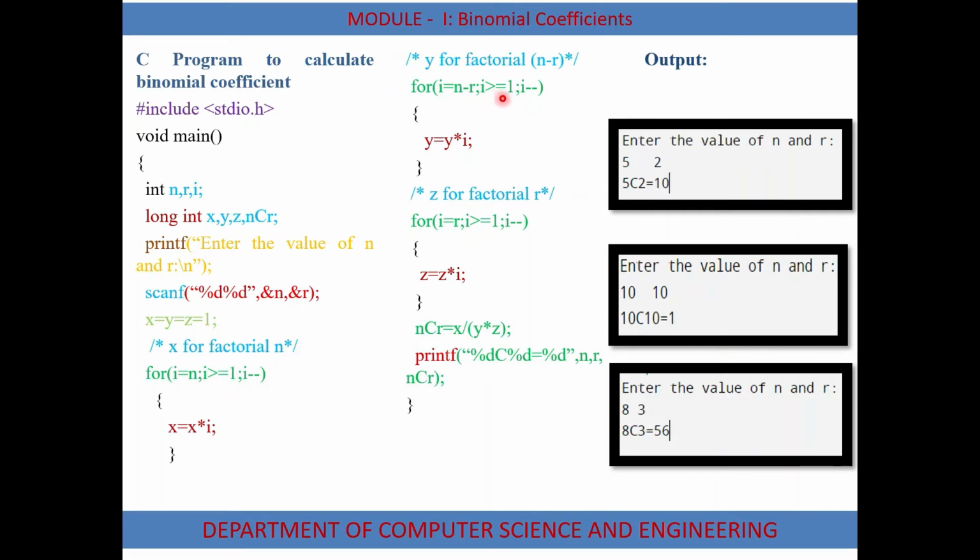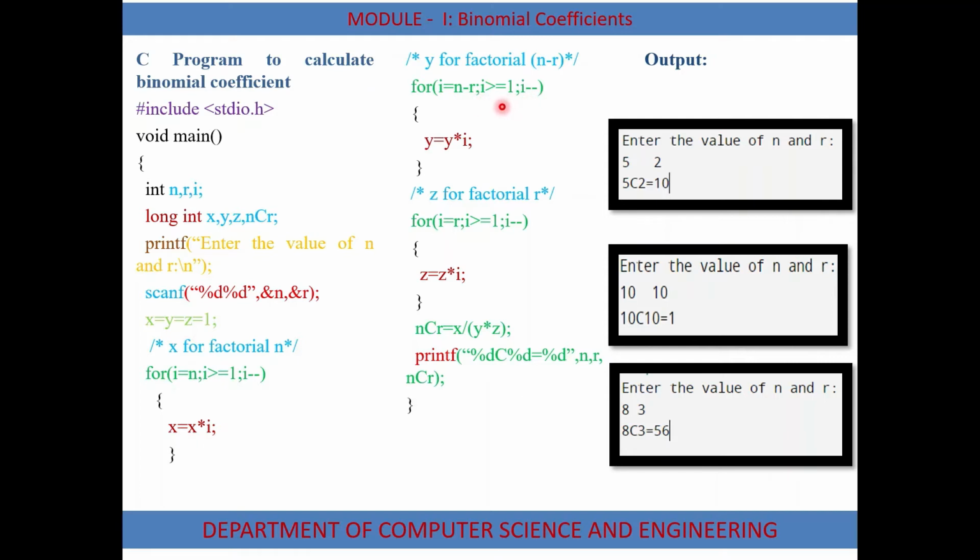Again check the condition. Is 1 greater than or equal to 1? Yes. Perform the operation. The value of y is 6, 6 into the value of I, which is 1. 6 into 1 is equal to 6. Now decrement the value of I by 1. I is equal to 1 minus 1 is equal to 0. That is, the value of y is 6 and the value of I is 0.